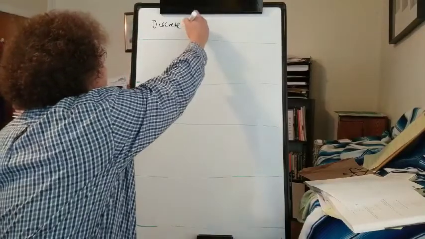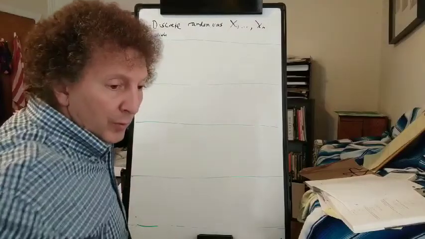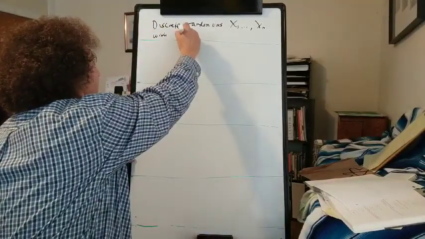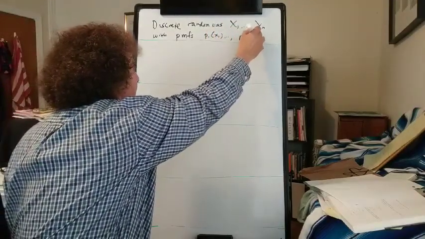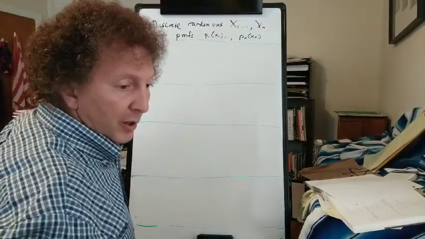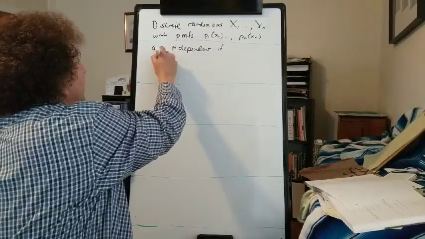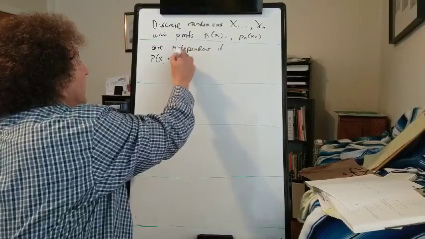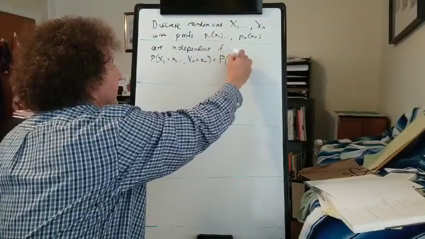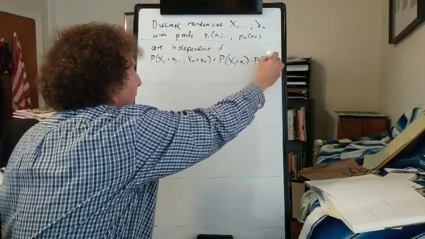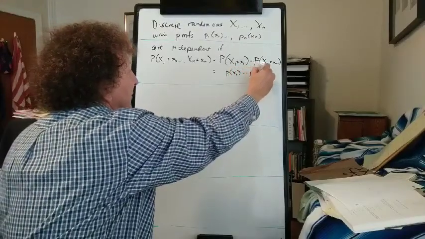So let's look at the discrete case first. So discrete random variables X1 through Xn, with probability mass functions, let's say p1 through pn, are independent if the probability that capital X1 equals little x1, etc., through capital Xn being little xn equals just the product of these probabilities, which we could write as the product of the probability mass functions p1 of x1 up to pn of xn.